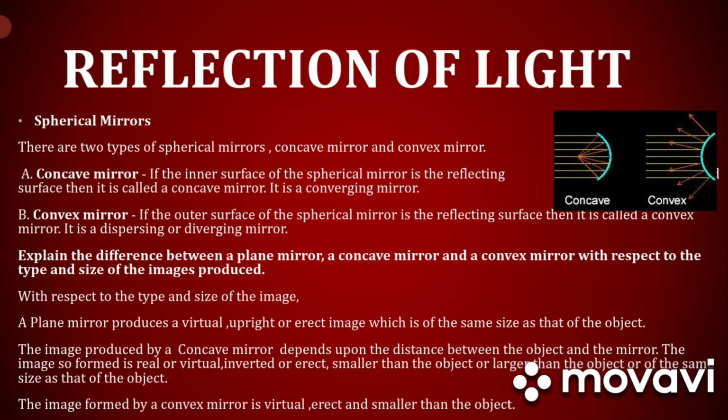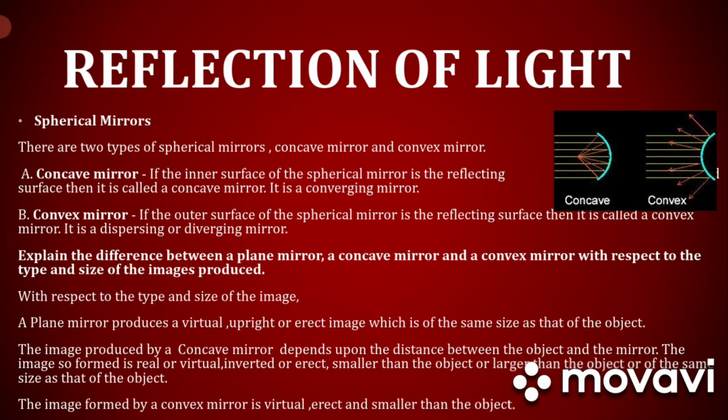Explain the difference between a plane mirror, a concave mirror, and a convex mirror with respect to the type and size of the images produced. With respect to the type and size of the image, a plane mirror produces a virtual, upright, or erect image which is of the same size as that of the object.